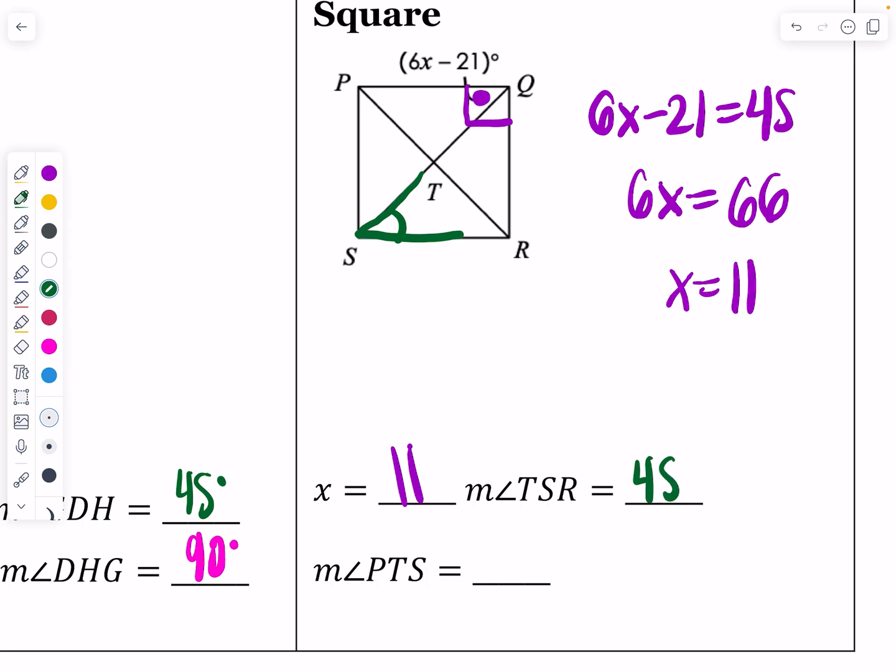And then they want to know for the last one, what is angle P to T to S? Remember that the diagonals of a square are going to be perpendicular to each other, just like in a rhombus. So that is going to be 90 degrees.